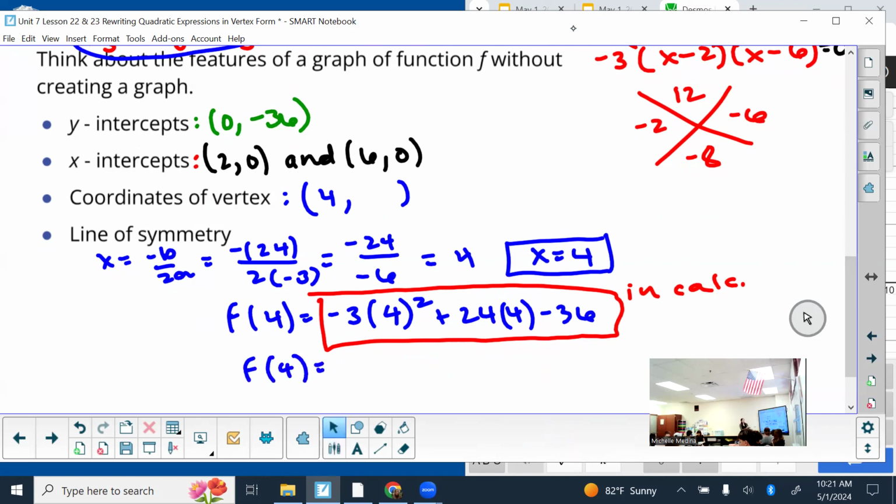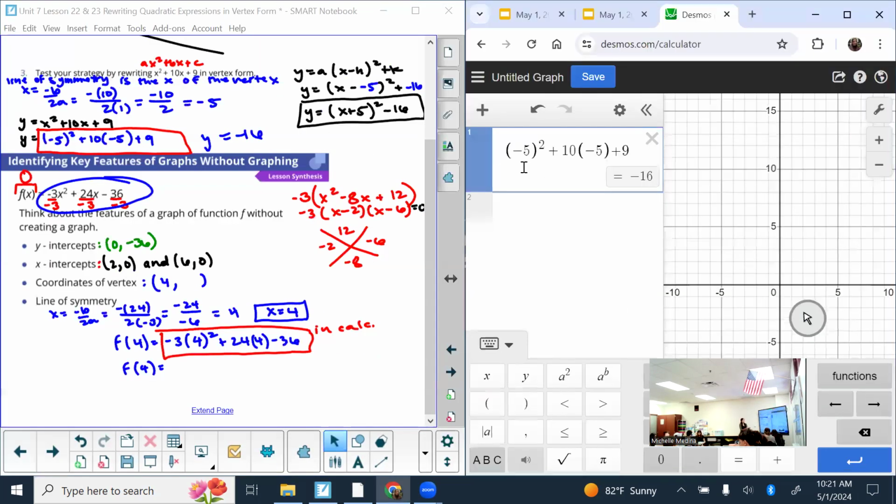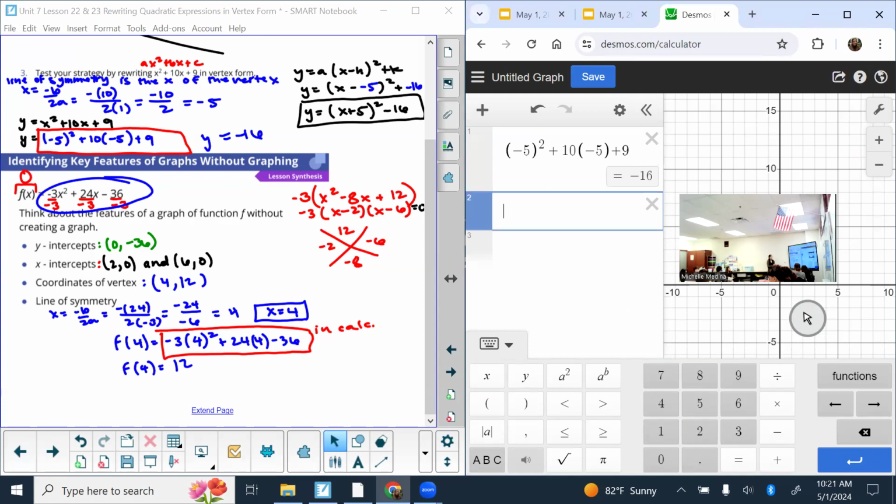Anyone have the y of the vertex already? Okay, that does sound correct. Right, but that part you get from putting it in the calculator. So -3(4 squared) plus 4 times 4 minus 36. Okay, good, any questions?